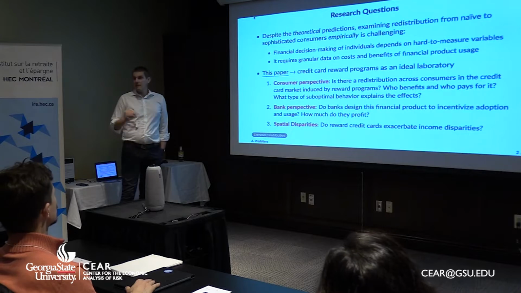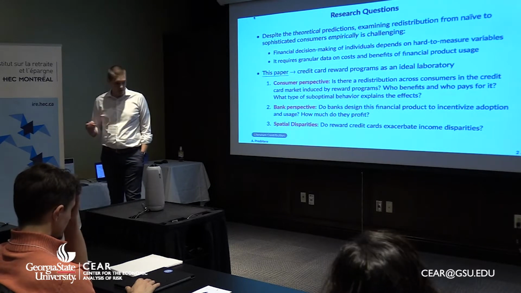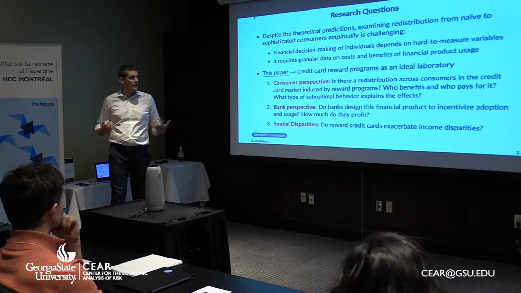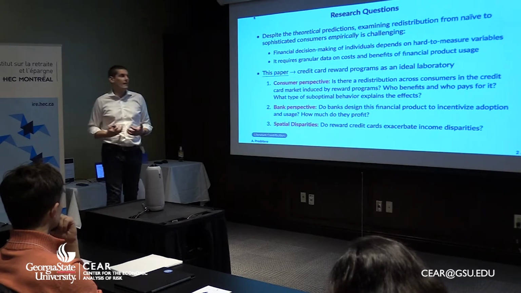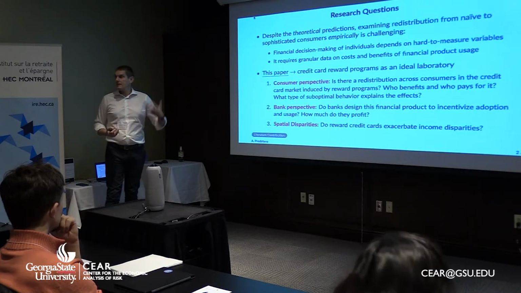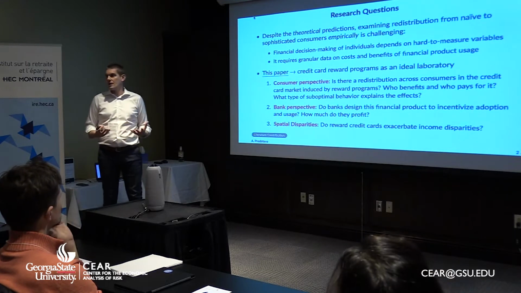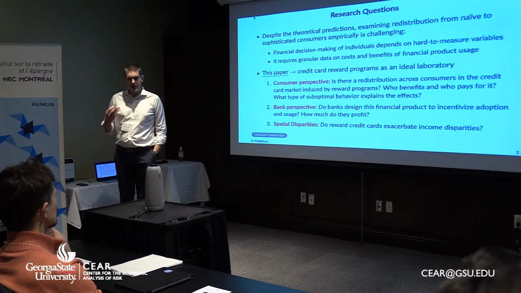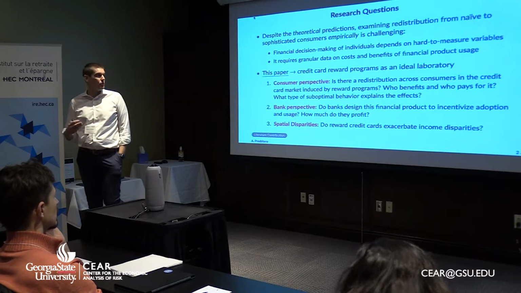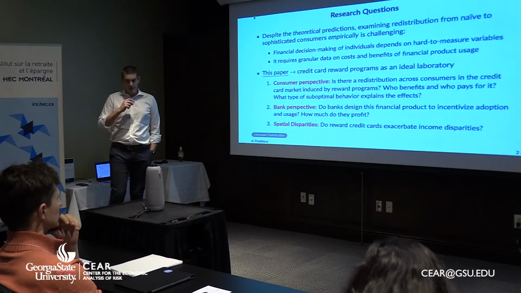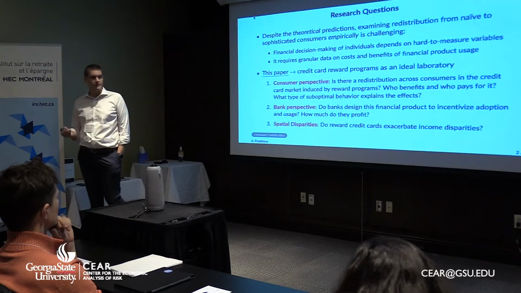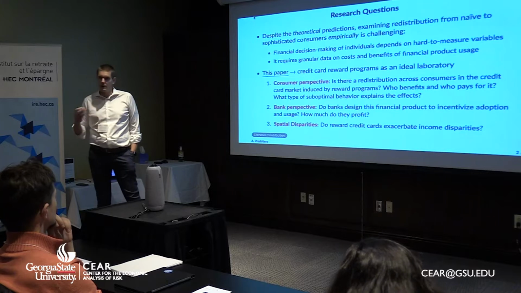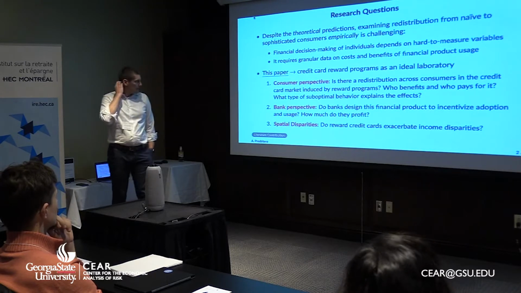So what we do in this paper, differently from the previous one, is that we don't do a structural analysis, but we look at the credit card reward as an ideal setting to study this redistribution. And we do three exercises. For a large chunk of the paper, we look at the problem from the consumer perspective. We try to ask the question of whether there is a redistribution in the consumer credit market induced by the rewards program on credit cards. Then we clearly want to say who are the people who benefit from that and who are the ones who pay for that.